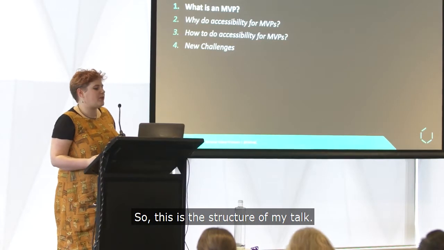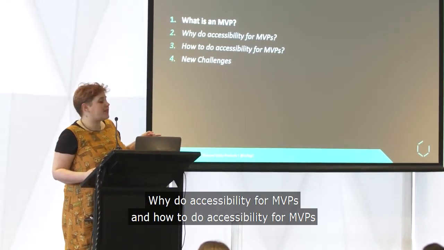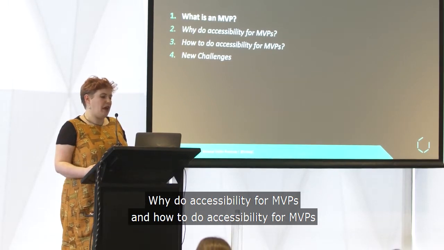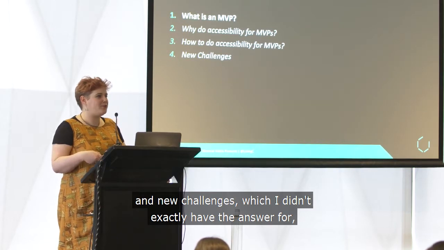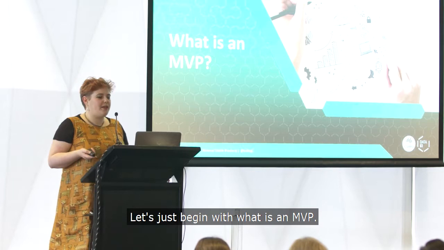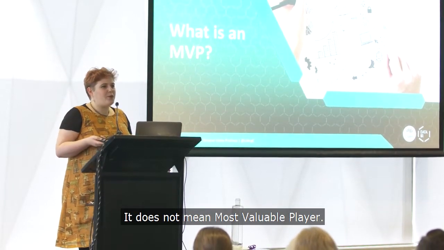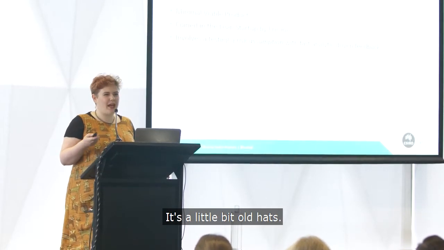So this is the structure of my talk. I'm going to talk about what an MVP is, why do accessibility for MVPs, and how to do accessibility for MVPs, and new challenges, which I don't exactly have the answer for, but hopefully I'll get them eventually. Let's just begin with what is an MVP. It does not mean most valuable player. It's minimal viable product. It's a little bit old hat.